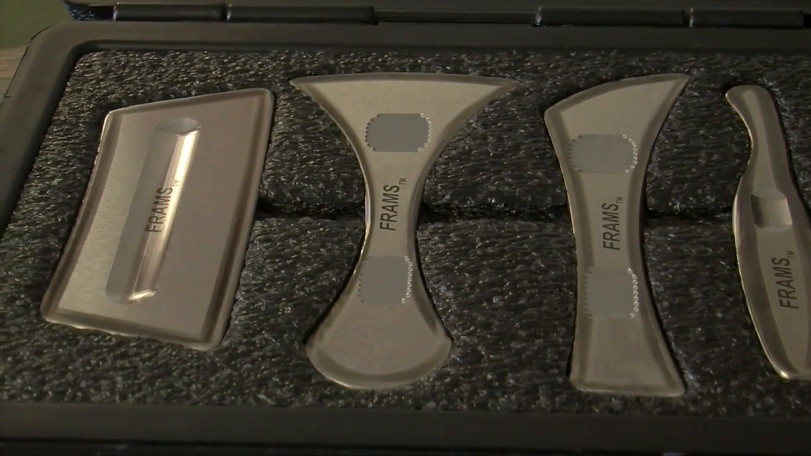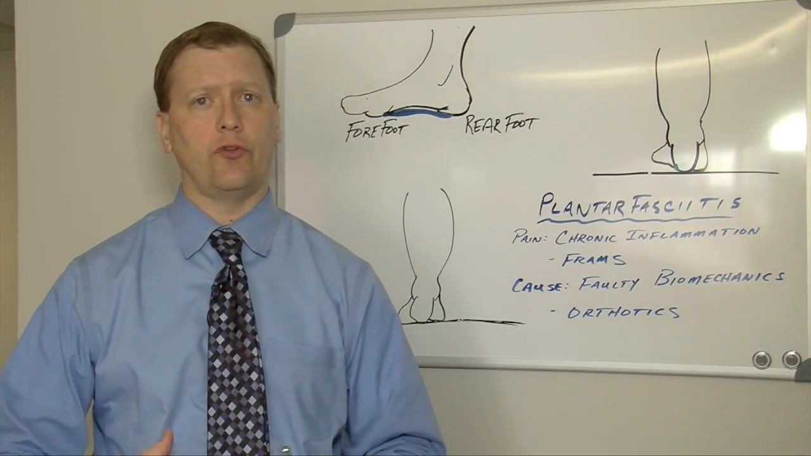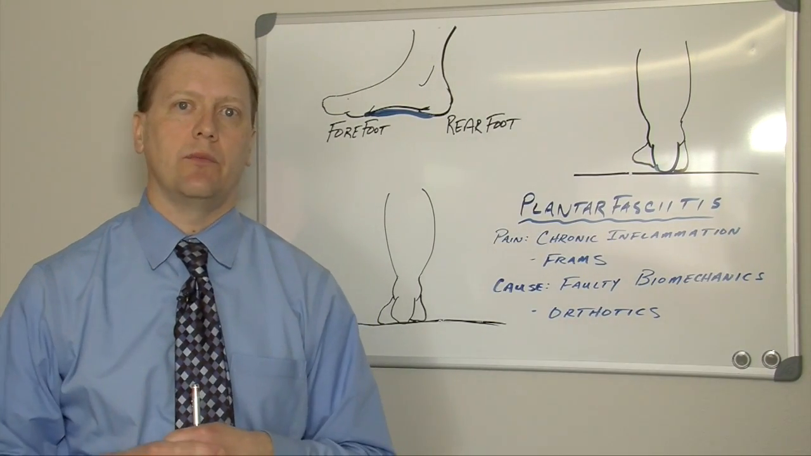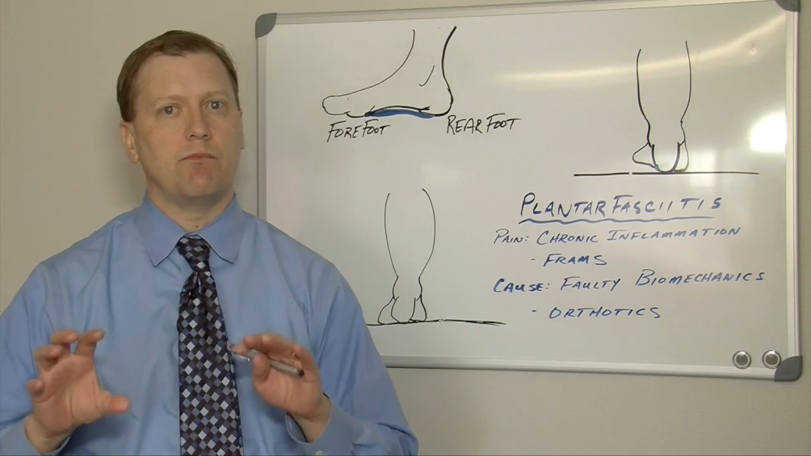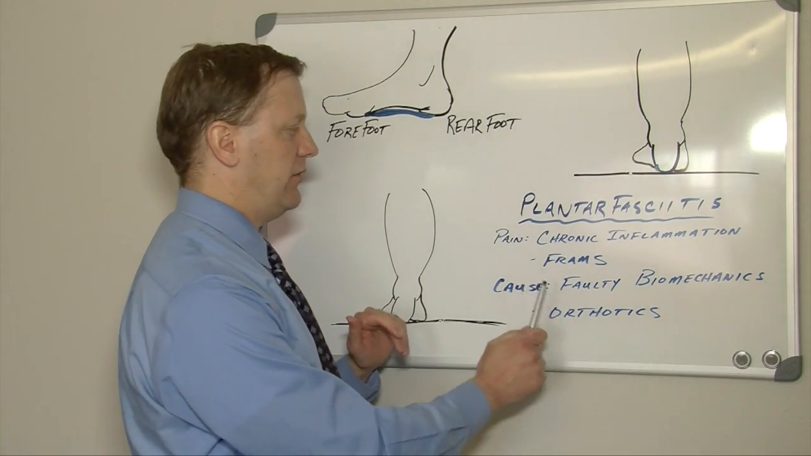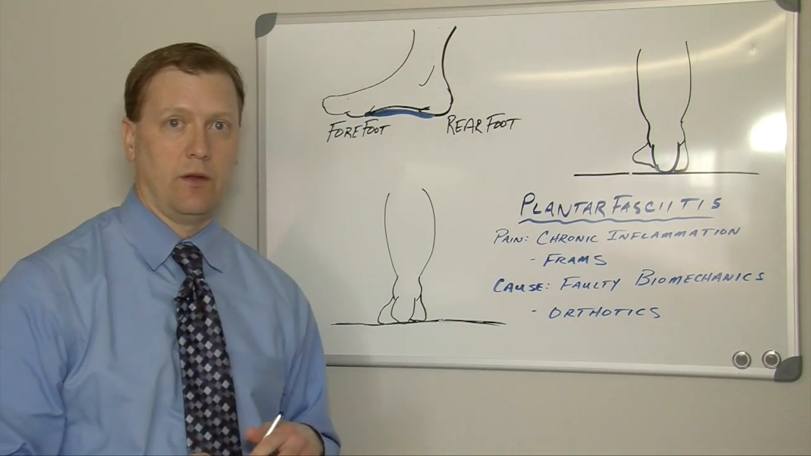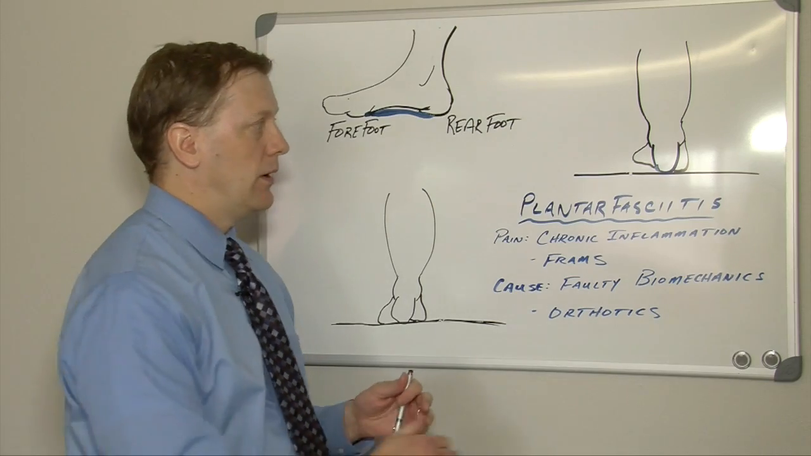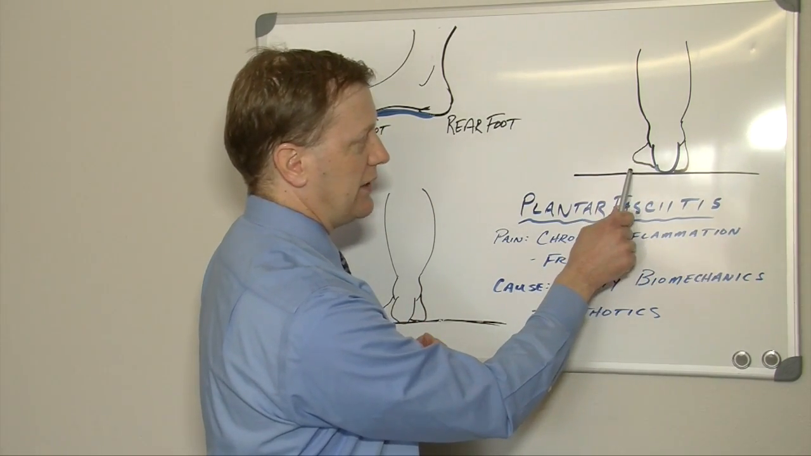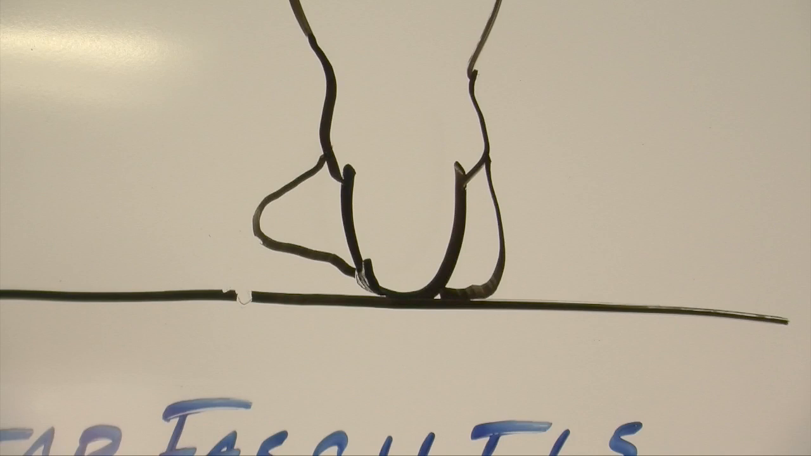That stands for fibrous release and myofascial stretching. These are stainless steel tools. We get into that forefoot and we manually push some of that chronic inflammation out. The most important treatment for plantar fasciitis is correcting the faulty biomechanics, and that is with the use of orthotics. What we want to do, since there's a faulty biomechanic, the ground and the forefoot do not touch, we need an orthotic that will then close that gap.